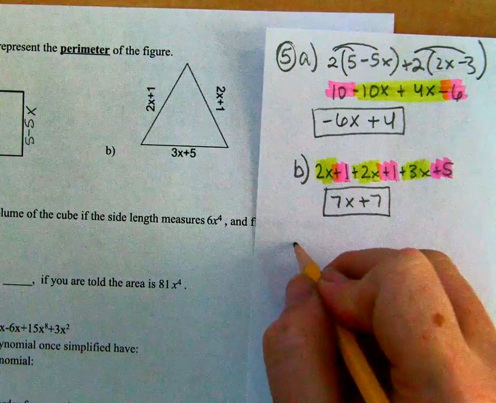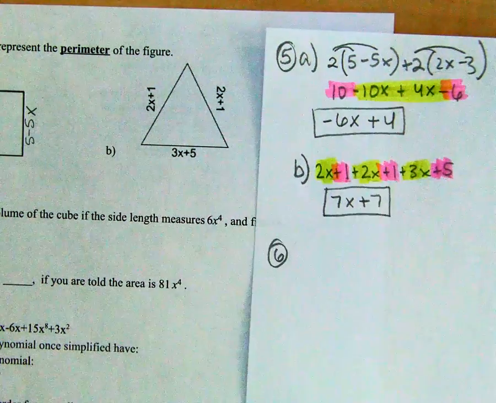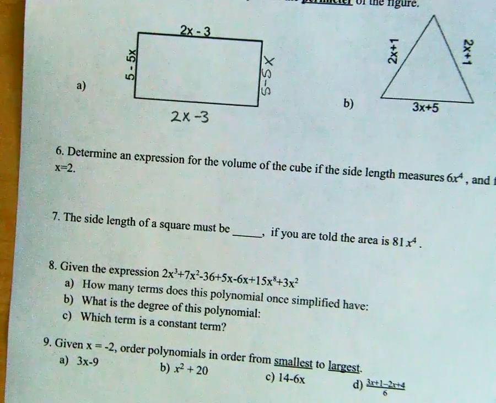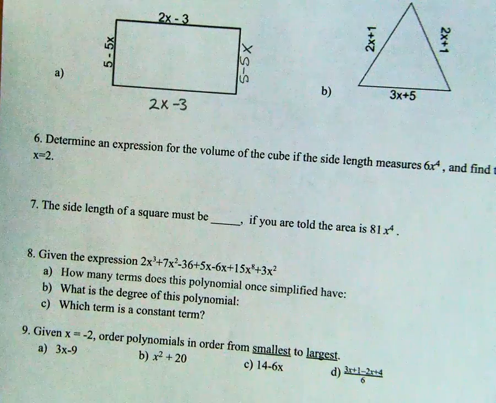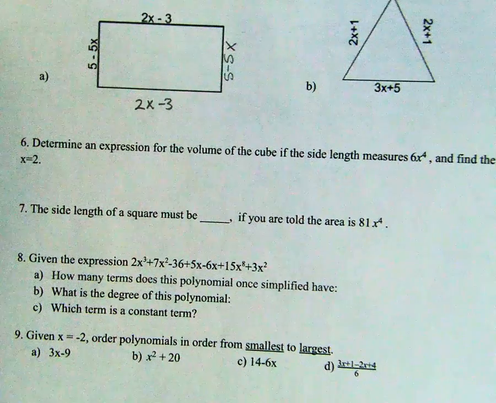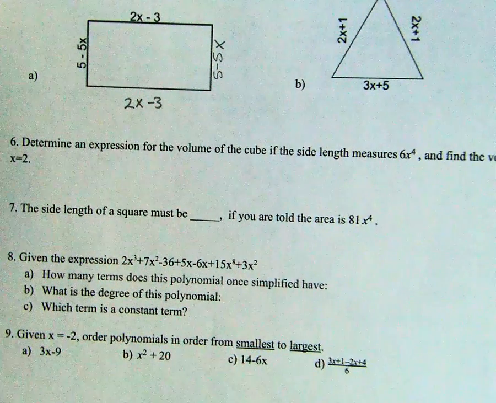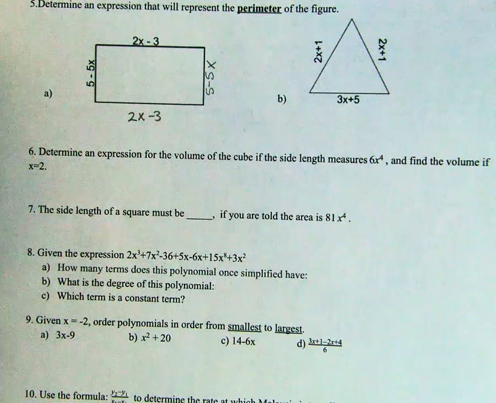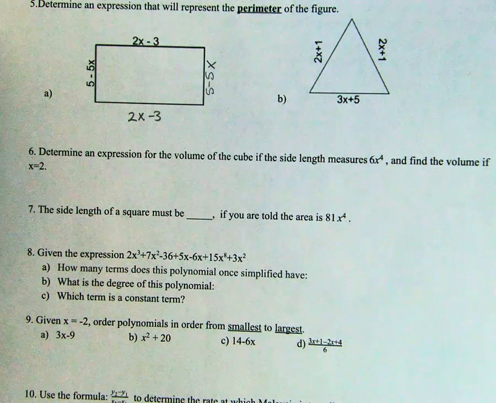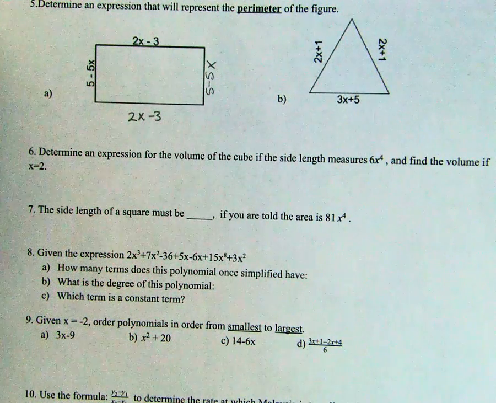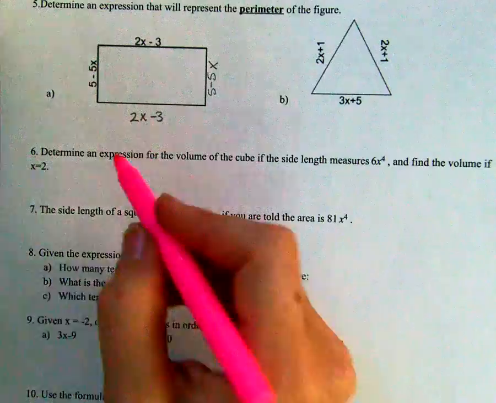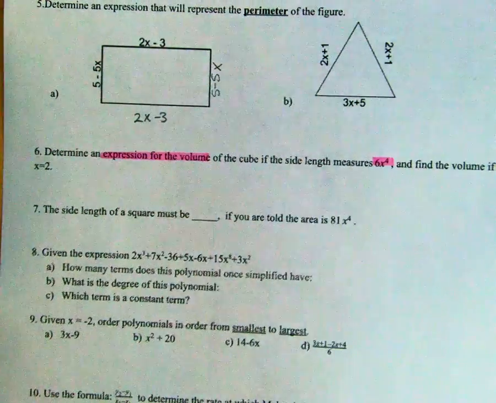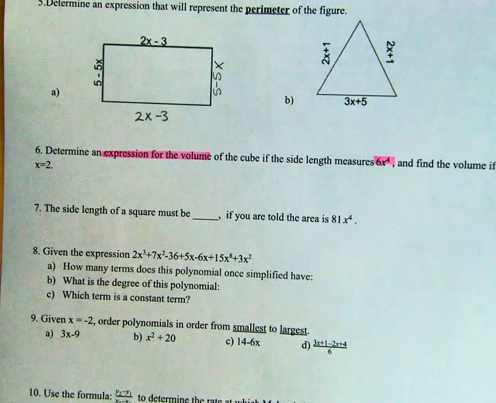Okay. Number 6 here says, determine an expression for the volume of a cube if the side length measures 6x to the 4th, and then find the volume if x is 2. Okay. So I've got a couple of things going here. An expression for the volume using this side length means my first answer should have x in it.